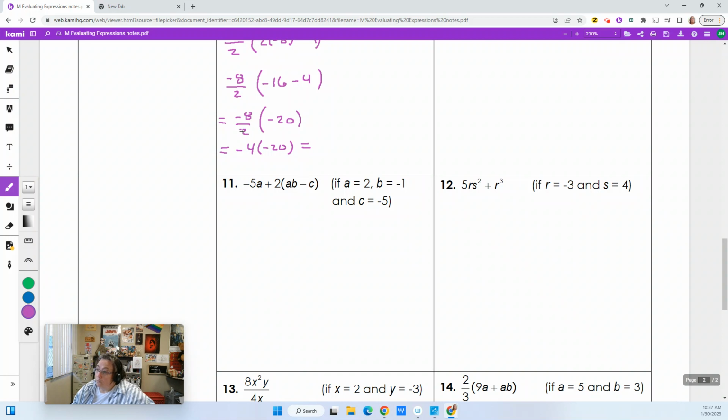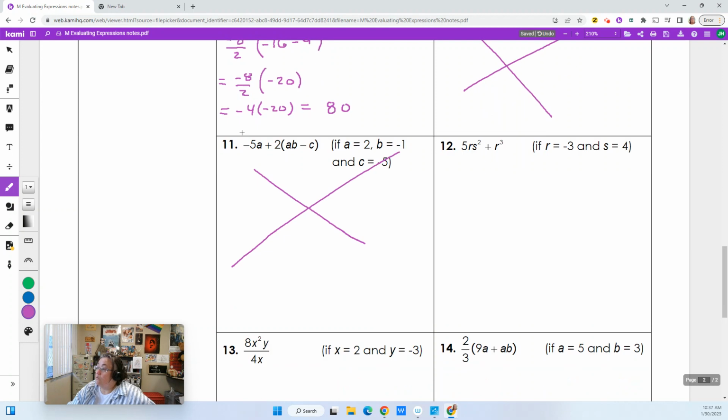So we've got this negative times the negative. That's going to make it a positive. 20 times 4 is just 80. So we're going to skip this next one. And we're going to skip this next one. And we're going to move on to number 12.